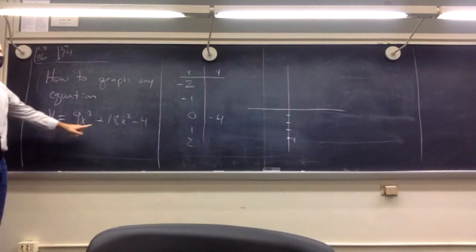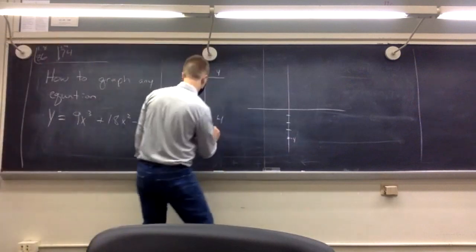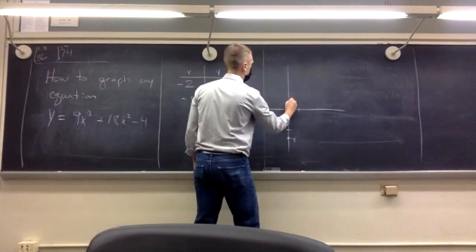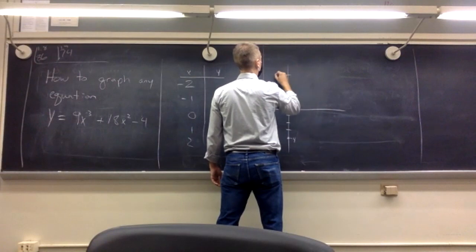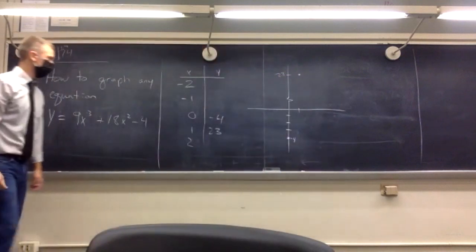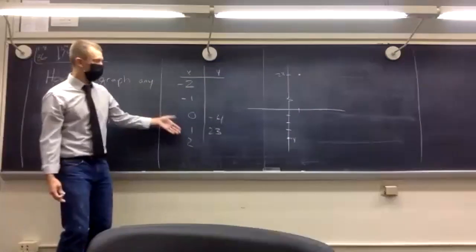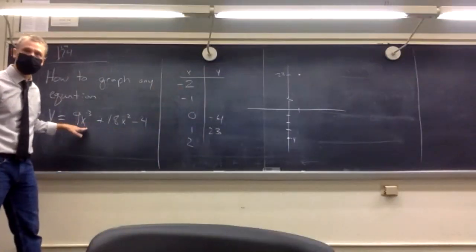1 is 9 plus 18, 27, minus 4 is 23. So 1, 23, wow. Okay, I hope you get the idea. I'm not going to keep doing this. If you want a better graph, you pick more points and you compute more points.